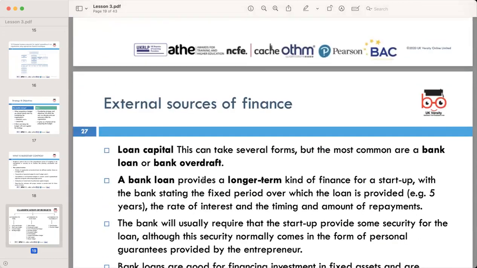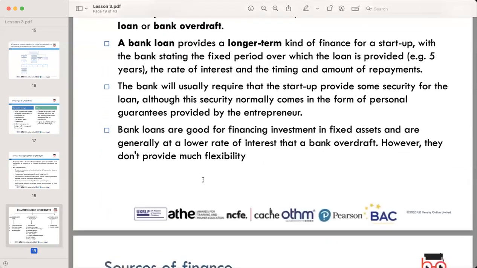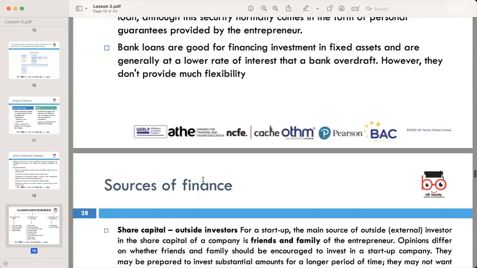So external sources of finance: bank loan, share capital.